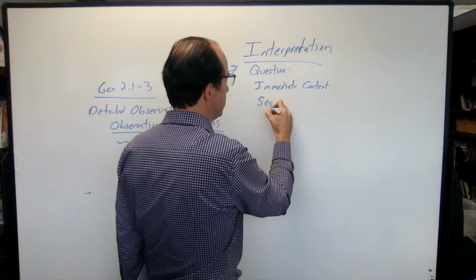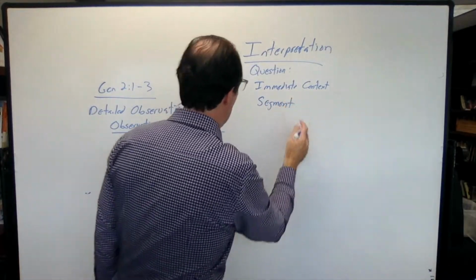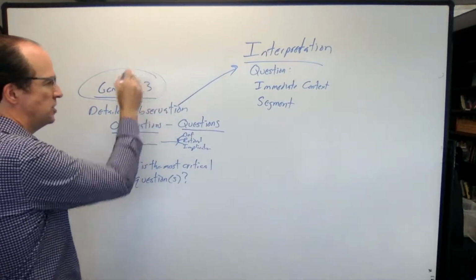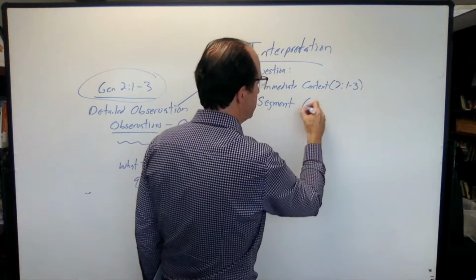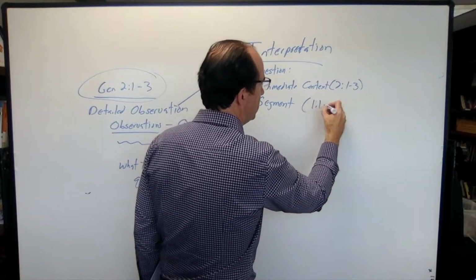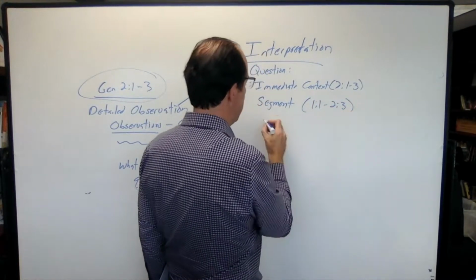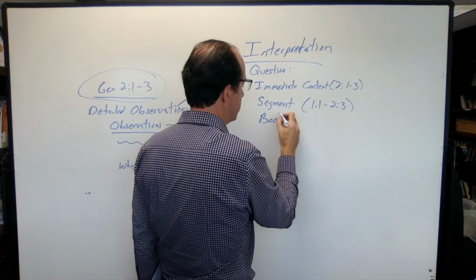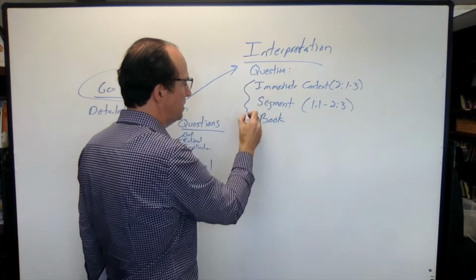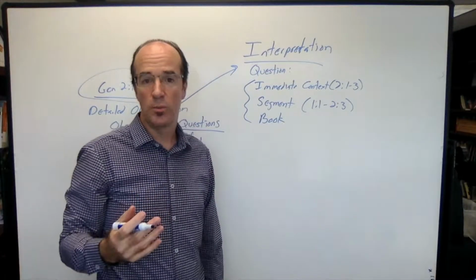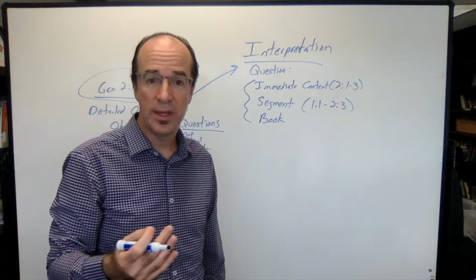segment. So you want to step back and try to figure out what the larger section is that this passage is in. In this case, the passage would be 2:1-3, the segment would be 1:1 to 2:3, and then your book as a whole would be the rest of the book of Genesis. So this would be your context.